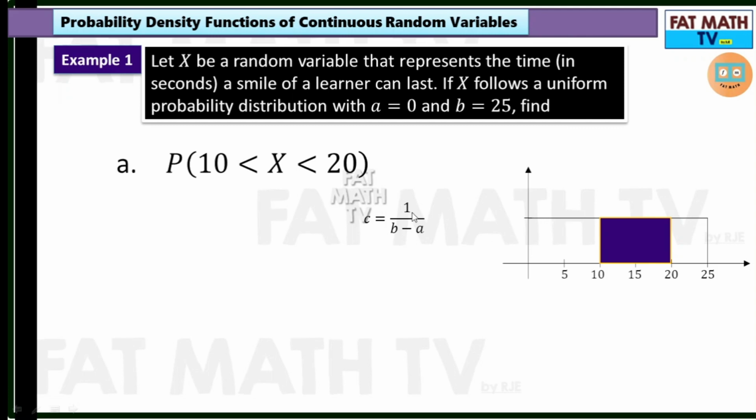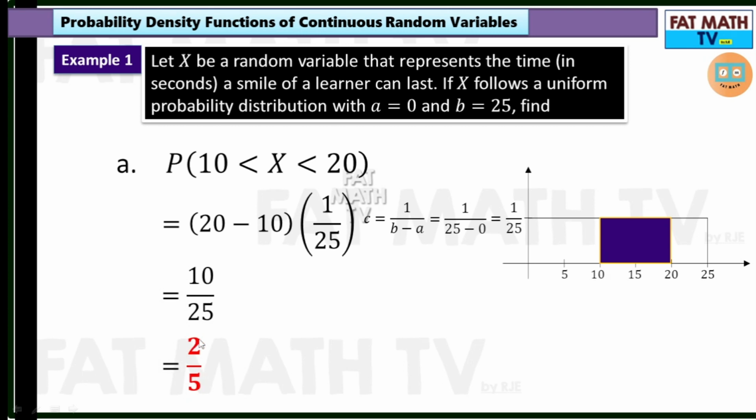So if the product is 1, then c, or the height here, should be 1 divided by b minus a. And here in this given, b is 25 and a is 0. So the height of the rectangle here is 1 over 25. So here we have a rectangle with base 10 and height 1 over 25. So the area is 10 over 25, which can be simplified to 2/5 if we divide both the numerator and denominator by 5. So 20 minus 10 is the base, because that's from 10 to 20.